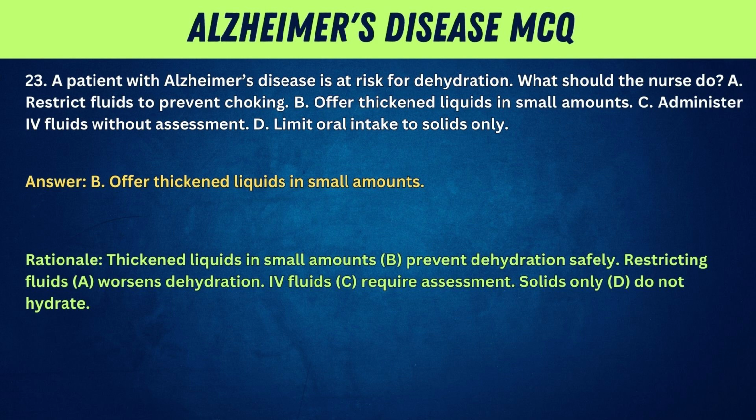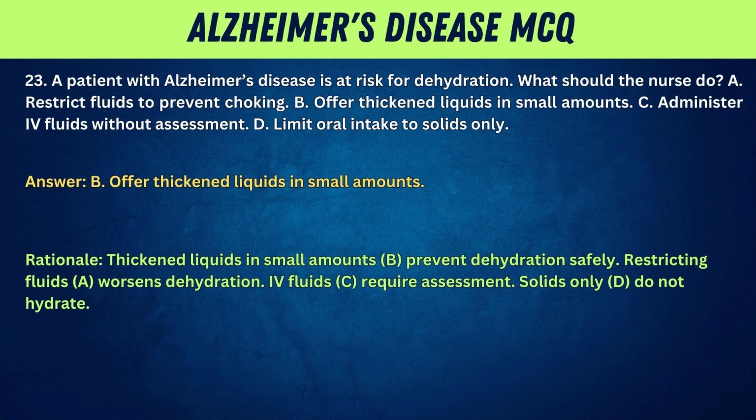23. A patient with Alzheimer's disease is at risk for dehydration. What should the nurse do? A. Restrict fluids to prevent choking. B. Offer thickened liquids in small amounts. C. Administer IV fluids without assessment. D. Limit oral intake to solids only. Answer. B. Offer thickened liquids in small amounts.